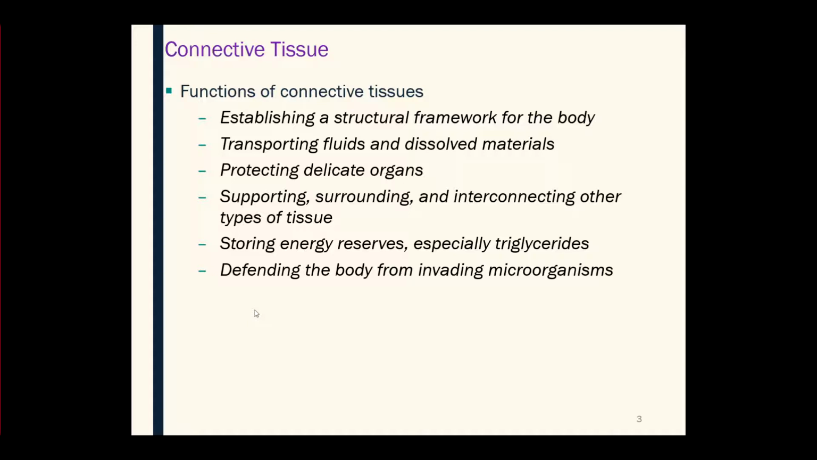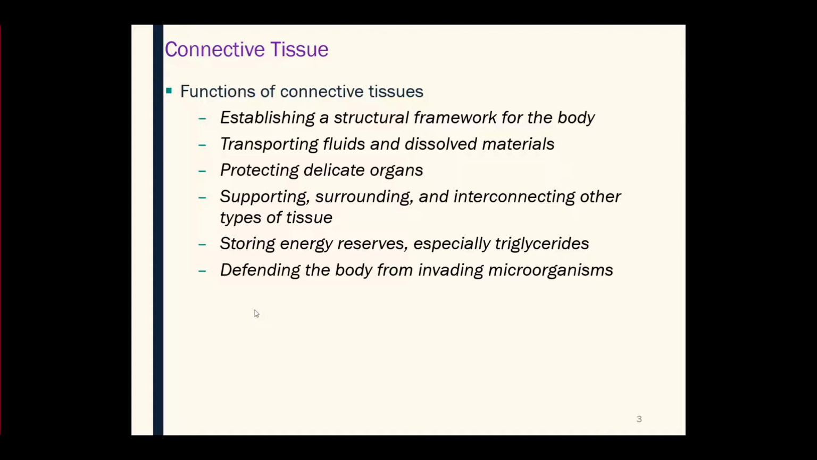Some connective tissues protect delicate organs. We're going to see that fat cells are connective tissue, and a lot of times they pack our organs. As an example, don't write this down now, this is all for later. Our kidneys are packed in fat, right? Our heart has fat on it. We're also going to see that connective tissues are supporting, surrounding, and interconnecting with other types of tissue, right? We'll see that our connective tissues interact with epithelial tissue, muscle tissue, and nervous tissue.